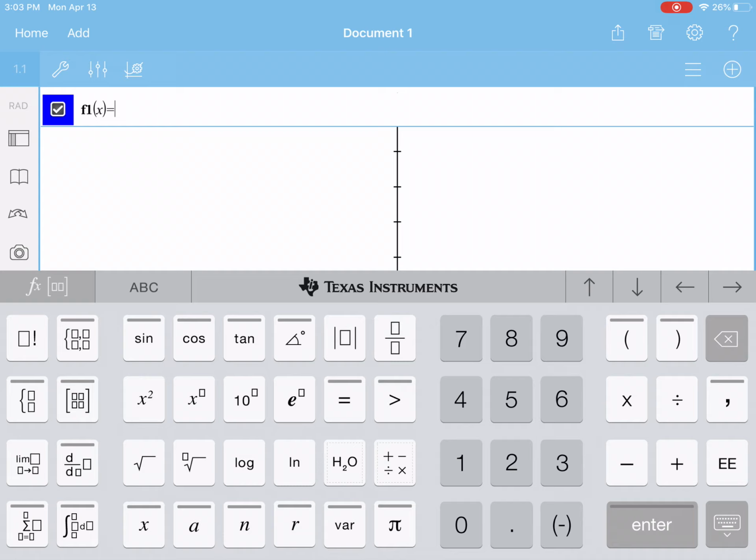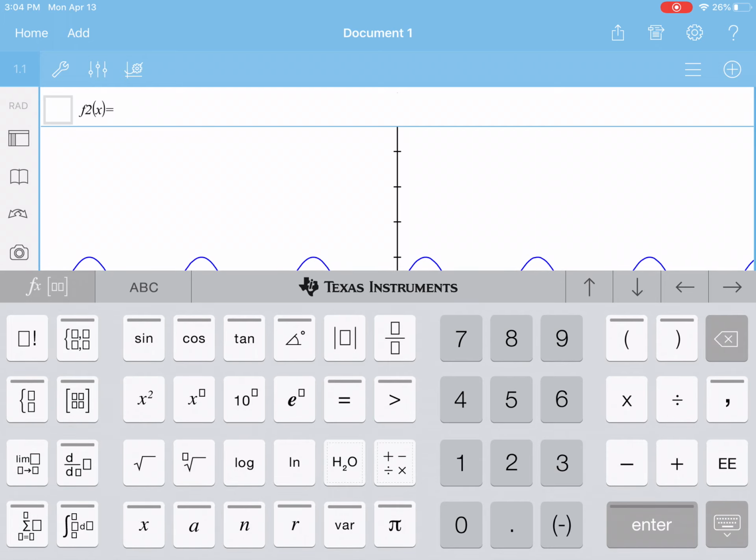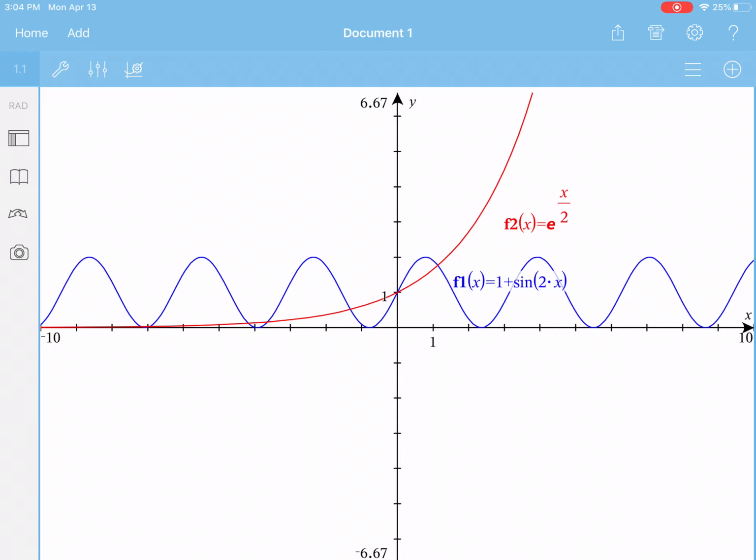What we're going to do here is define these two functions. The first one we were given, I have it on paper right in front of me here. That first function, which I'm going to define as F1 of x, was 1 plus sine of 2x in parentheses, and that's it. So there's that curve. Let's do this again now. F2, which is what we're going to call what they had for g of x, was e raised to the power of x divided by 2. So hitting that, we've got this region right over here.